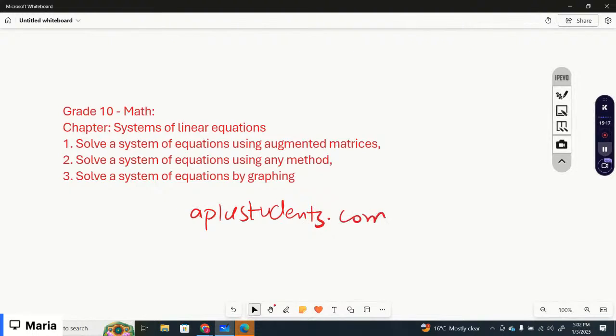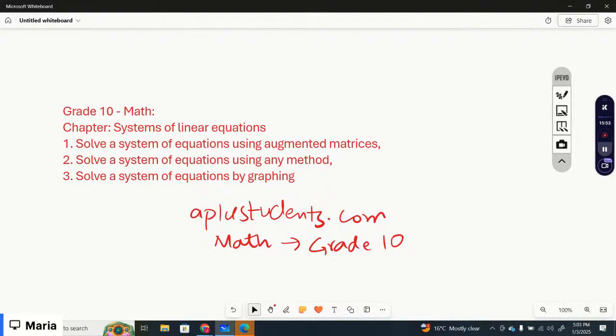You have to log in there using your email address, and the password is provided by the administrator. Then you have to select math from the subject tab. Scroll down to grade 10 math and then click on view all lessons.